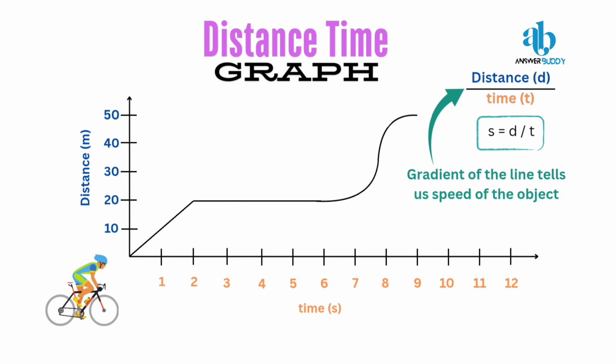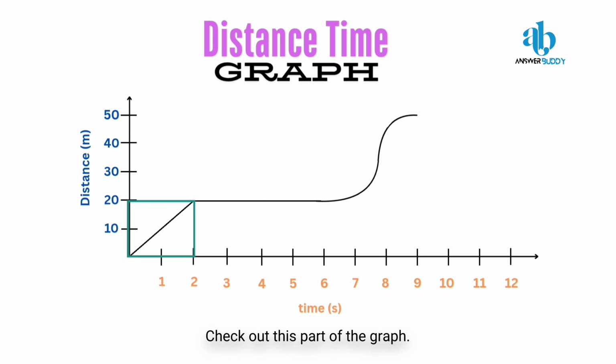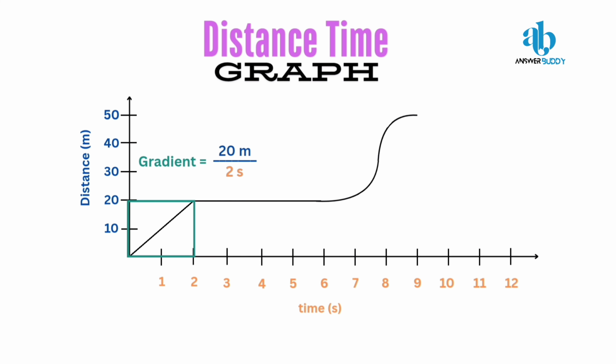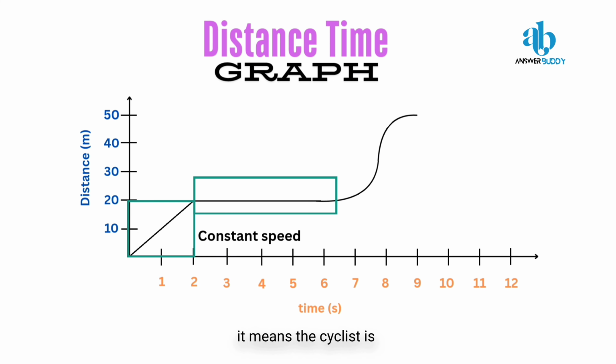Let's break it down. Check out this part of the graph, where the cyclist covers 20 meters in 2 seconds. To find the speed, we calculate the gradient, which is 20 divided by 2, giving us 10 meters per second. Since the line is straight, we know the speed is constant. When the line is flat, it means the cyclist is stationary or not moving. The gradient and the speed are both 0.